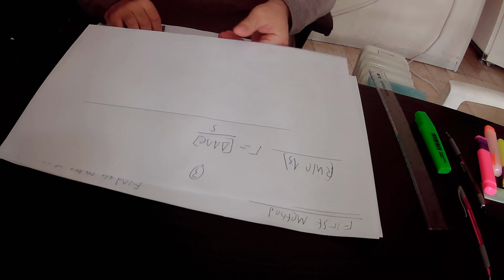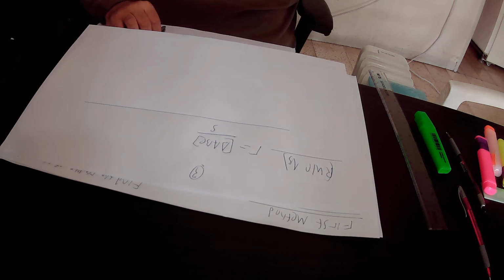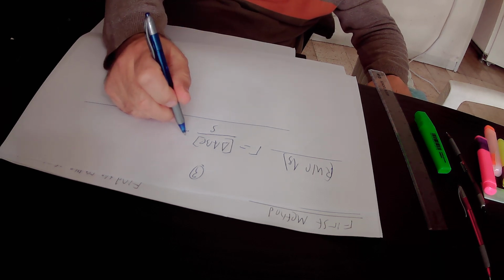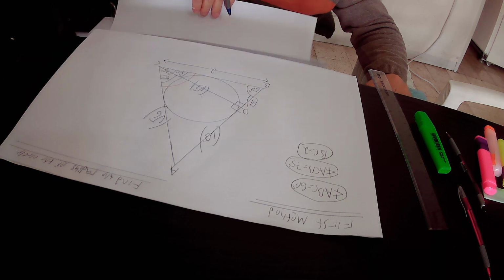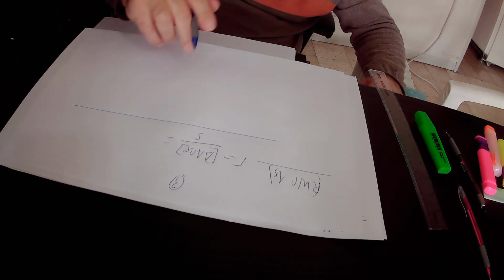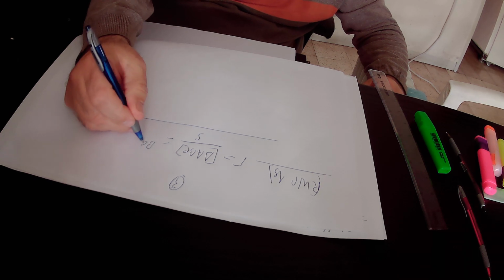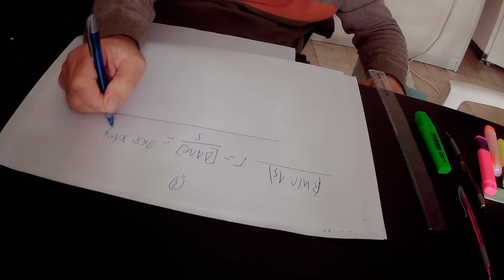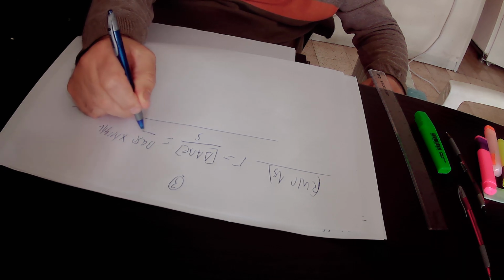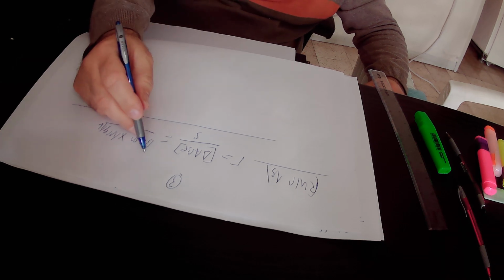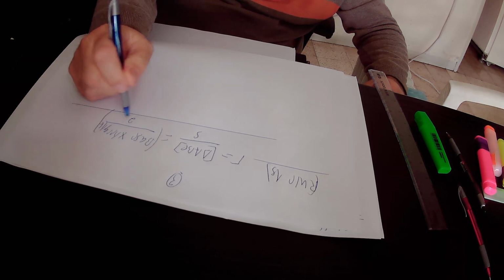So, again, the radius of our circle described by triangle ABC equals the area of triangle ABC over the semi-perimeter S. The area of any triangle equals the base of the triangle times the height to the base, over 2. All divided by S.